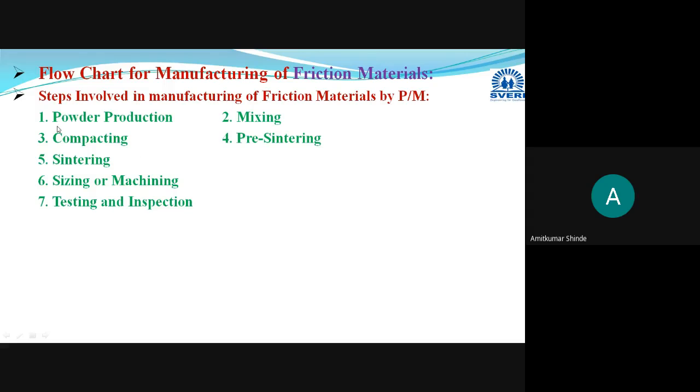Okay, and in the compacting, you have to mention the pressure values, maximum 30 kg per millimeter square pressure. It will be in the range 20 to 30, maximum 30 kg per millimeter square pressure will be there. So in this way you can manufacture the friction material or sintered friction material using powder metallurgy technique.